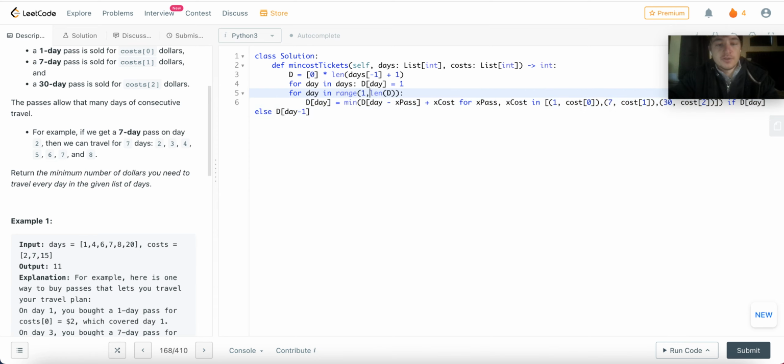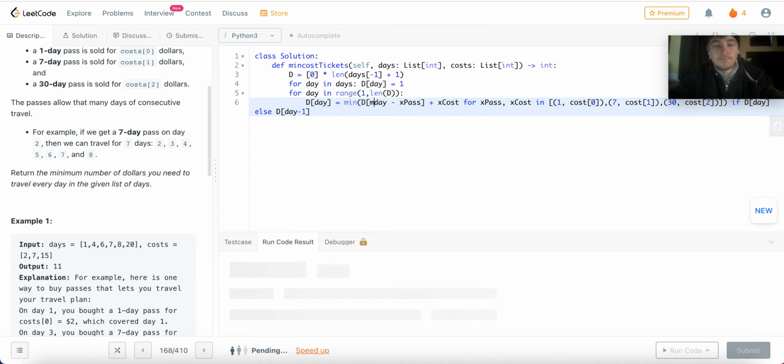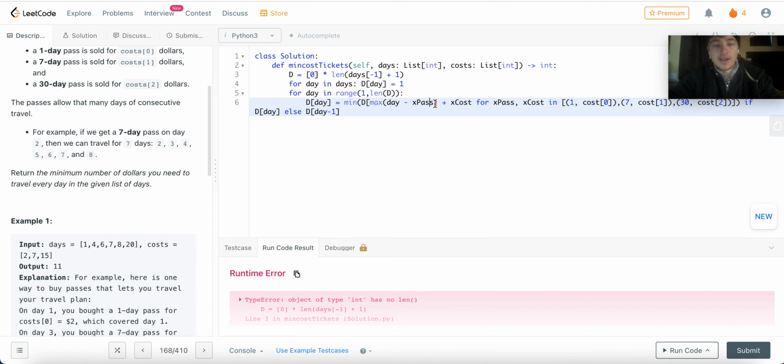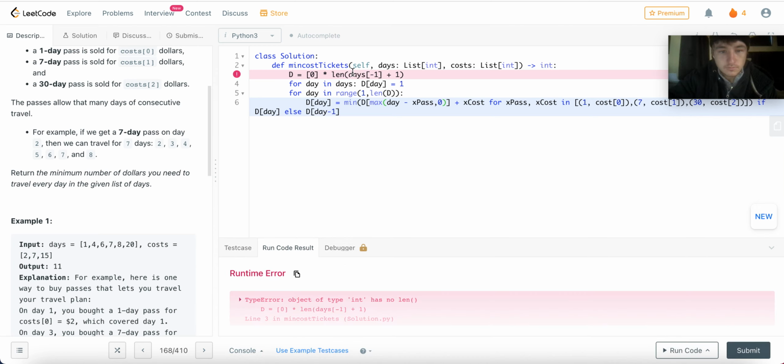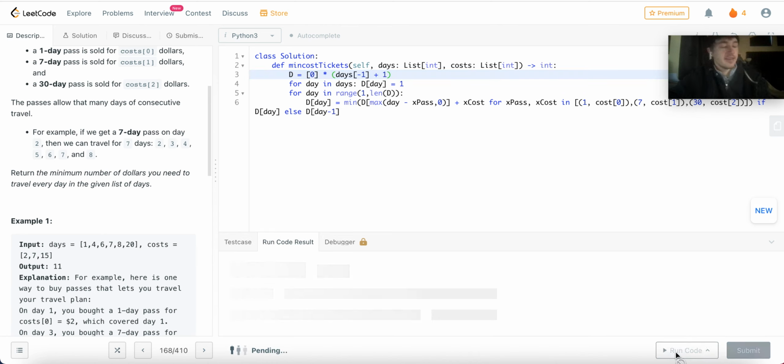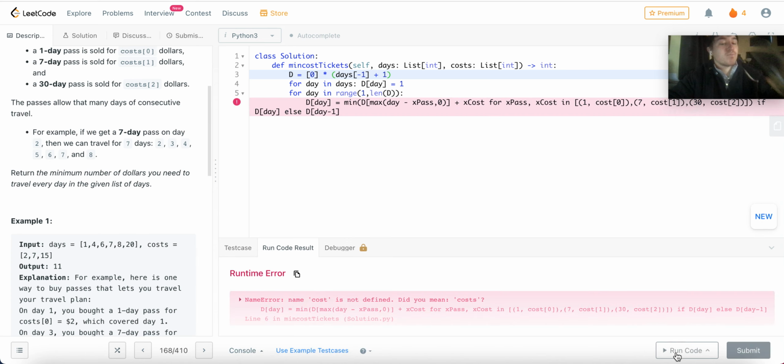And then we don't need to do the 0th day. Except, okay, so this could scale over, right? Because if you're on day 2, I don't know why I did length there. I don't need length. It's just the day that you're on. Cost is not defined because it's costs.